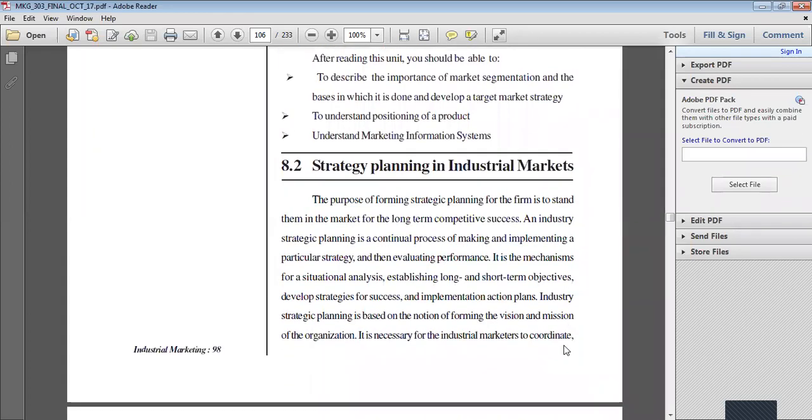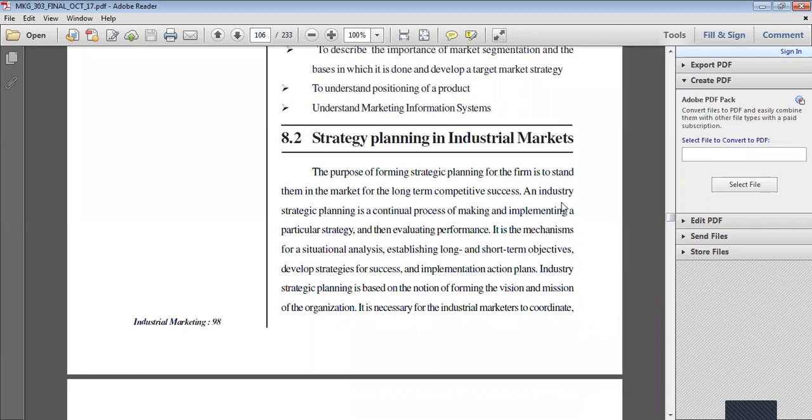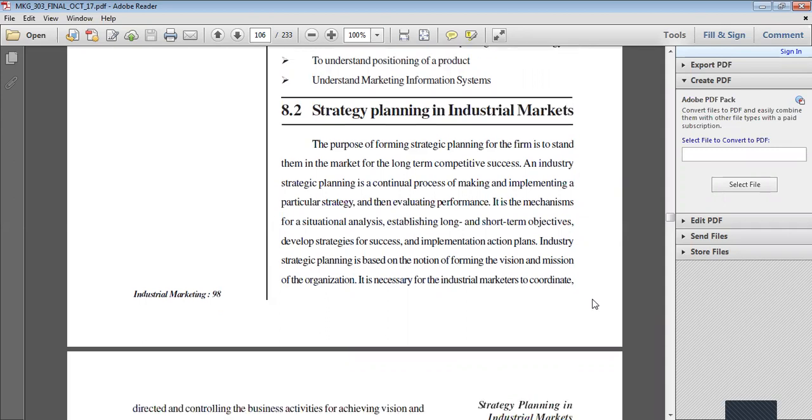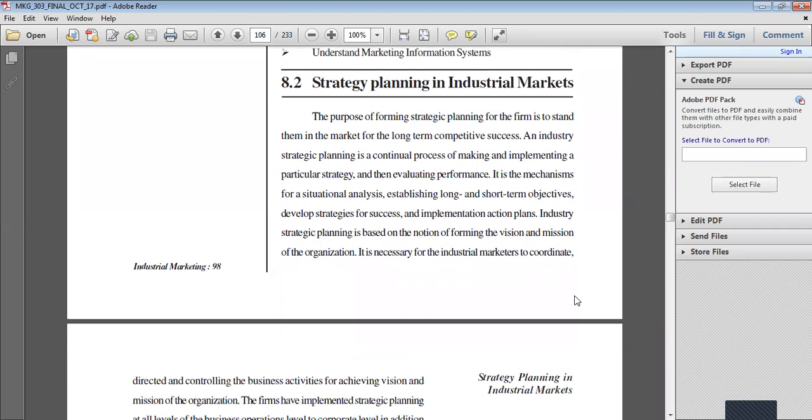Strategy planning in industrial market. The purpose of forming strategy planning for the firm is to establish them in the market for long-term competitive success. Industry strategy planning is a continual process of making and implementing a particular strategy and then evaluating performance. It is the mechanism for situational analysis, establishing long and short-term objectives, developing strategy for success, and formulating action plans. Industry strategy planning is based on the notions of formulating visions and missions of the organizations.